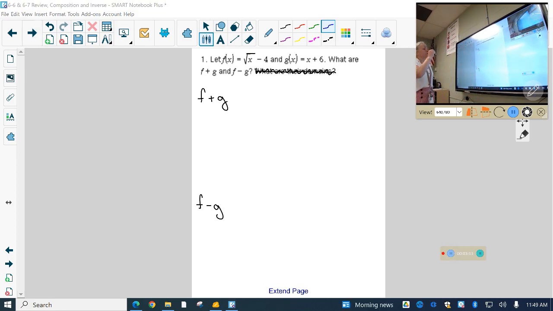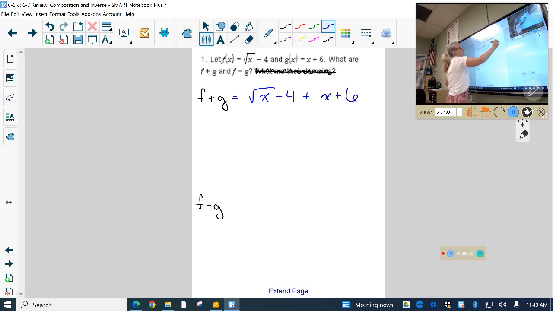We have let f of x equal the square root of x minus 4 and g of x equal x plus 6. What are f plus g of x and f minus g of x? Well, f plus g of x, I'm just going to go ahead and take the function f, which is the square root of x minus 4, and add it to x plus 6, and then combine any like terms that are possible. The only like terms I have here are my minus 4 and plus 6. That gives me positive 2. So I still just have the square root of x plus 2. And that's going to be your final answer.